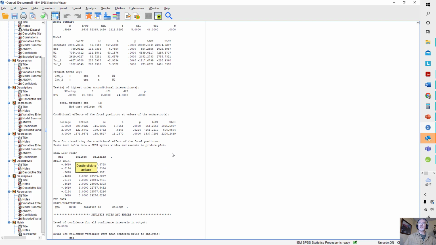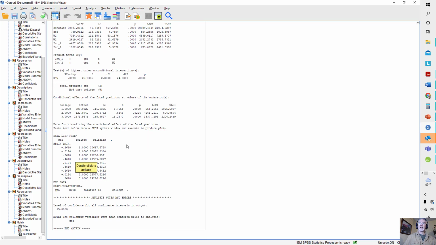And then what's super cool is that it also gives you the simple slopes. So here it is for the liberal arts majors, coded 1 in college. 789, as we've already seen before, that's significant. For the business majors, the slope is non-significant at 123, and for the engineering majors, the slope is significant and mighty strong.